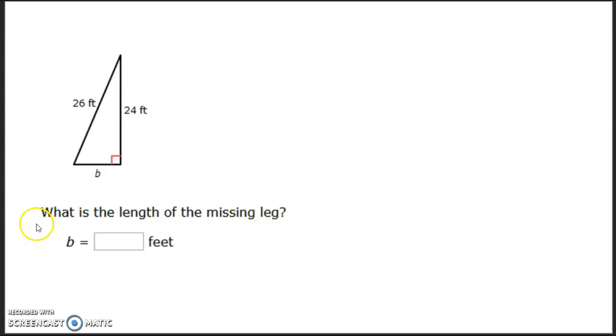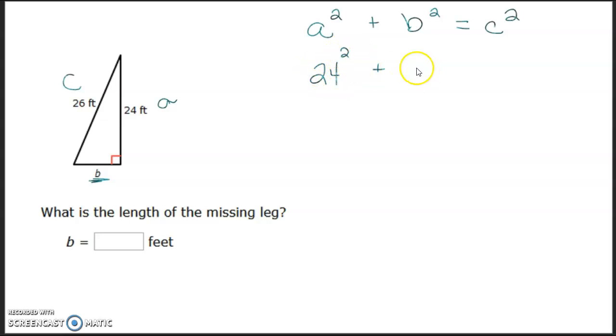All right, last one. This one's a little bit different. It gave us a hypotenuse. It didn't give us B. We have to find B now. So let's go ahead and do this. Always start with your formula, a squared plus b squared equals c squared. Let's plug in what we do know. We do know that this is C. Remember, your hypotenuse has to be the biggest one. We do know what A is. A squared is 24 squared, plus B squared, we don't know what B is, equals 26 squared.